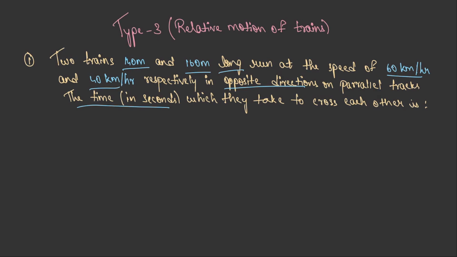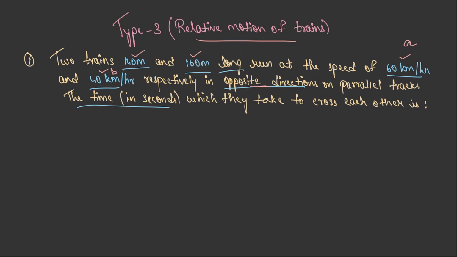So here, as we can observe, they have given us the two lengths of the trains and two speeds also. This is why it comes under the relative motion of trains, and they've also given us the direction. So we can include relative speeds in this, and we have to find the time. At first, they've given us the two speeds and the directions. Let us find the relative speed of it.